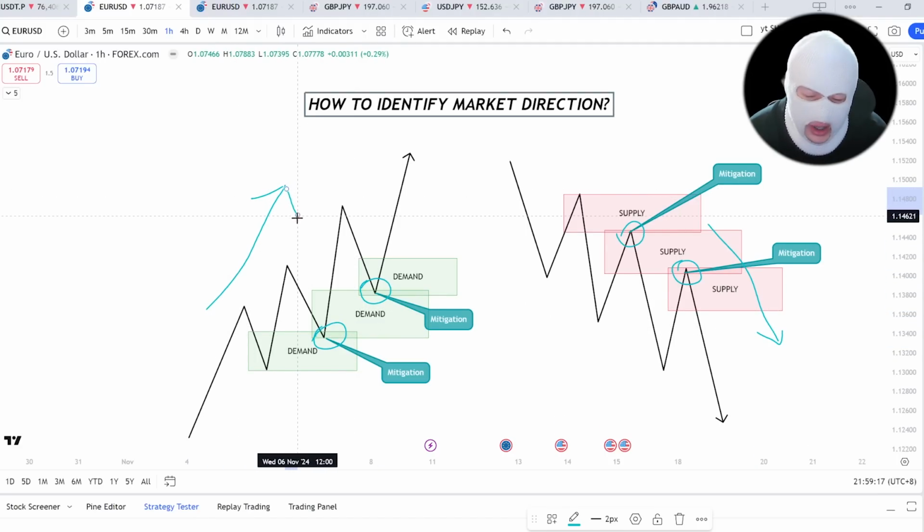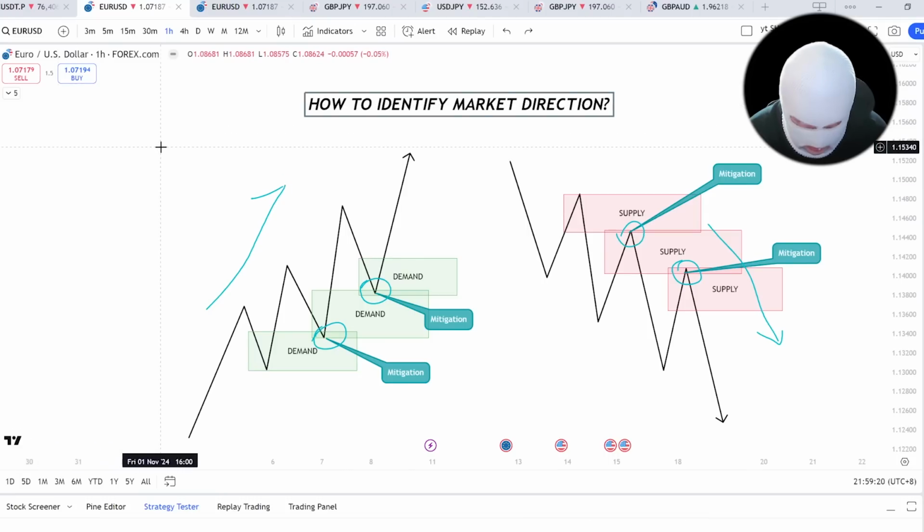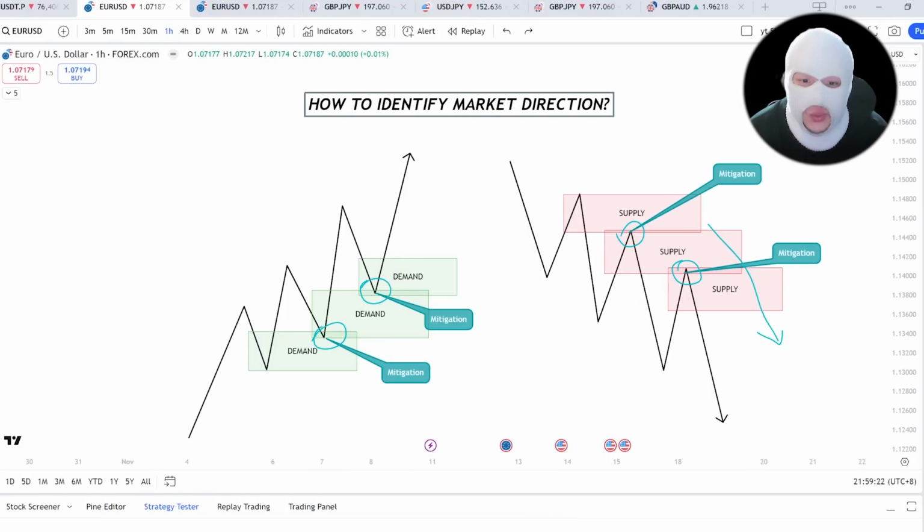Now, just imagine a Rolex. If it was priced at $1 million, it will be a good price to sell. If it was priced at $1, it would be a very good price to buy. I know it is an exaggeration of the concept, but this is what supply and demand zones essentially mean.